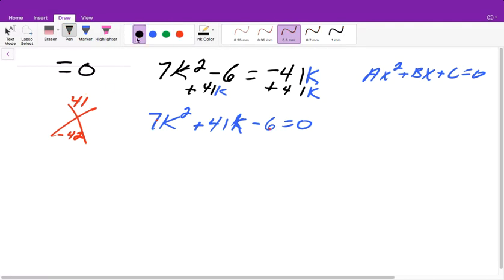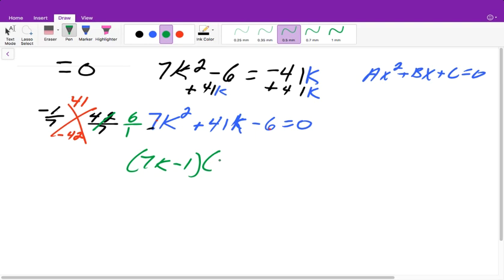So we're looking for numbers that multiply to negative 42 and add to 41, so that will then be negative 1 and positive 42. Divide each number by 7, because 7 is here. And this reduces to 6 over 1. So our factors are 7k minus 1 times k plus 6 is equal to 0.